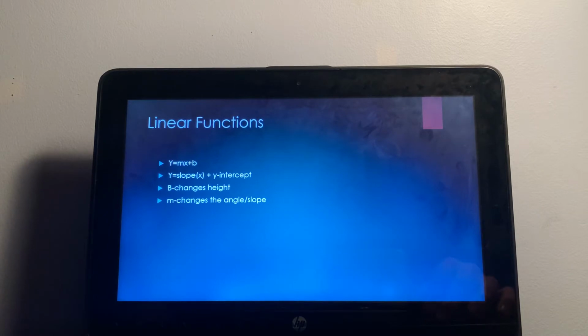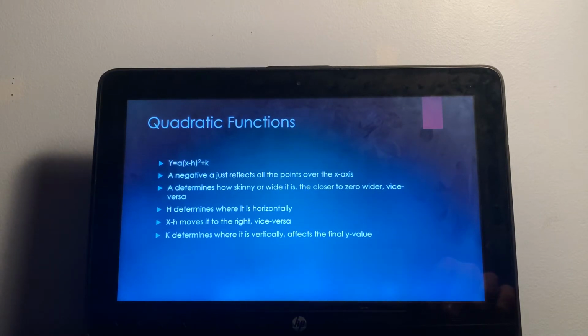Now we're going to go on to quadratic functions. The formula is y equals a(x minus h) squared plus k. You usually won't have all of these variables, but I'm going to go over all of them just in case you do. A negative a, I got questions about this. A negative a does not reflect it over the x-axis. It reflects it over the vertex.